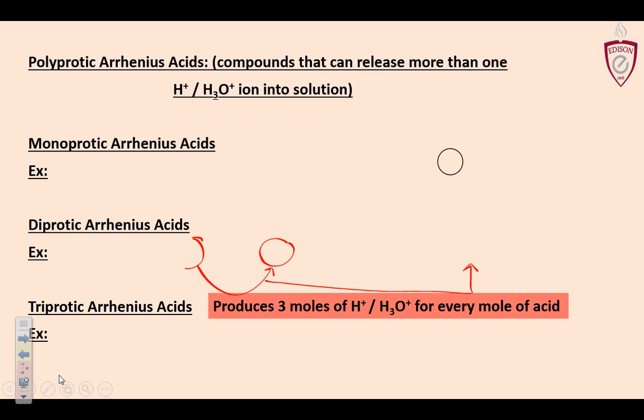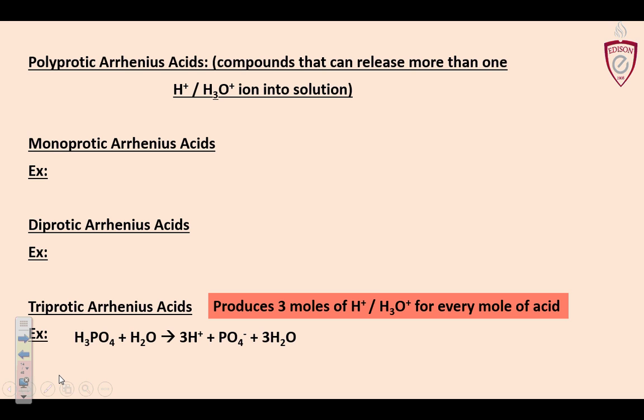So, triprotic, same thing, except now 3 moles of H plus in solution. So we need something like this guy here. Phosphoric acid. See the 3 H's in it? I can form 3 H plus ions with my 1 phosphate ion. Another way I can write it.